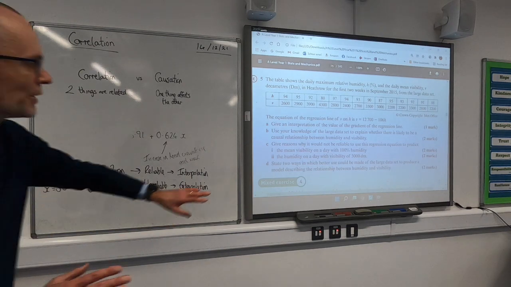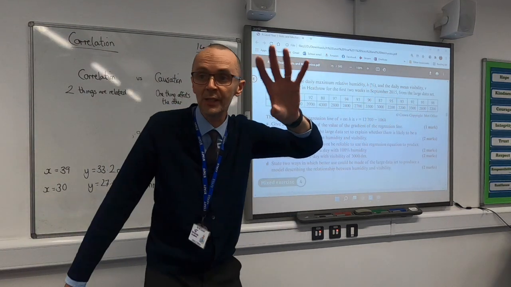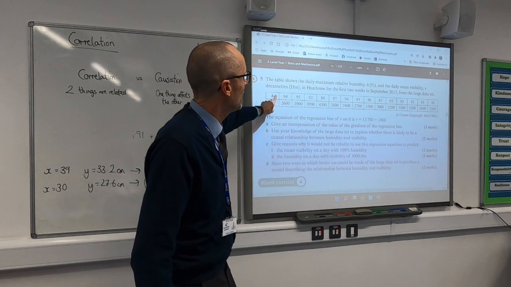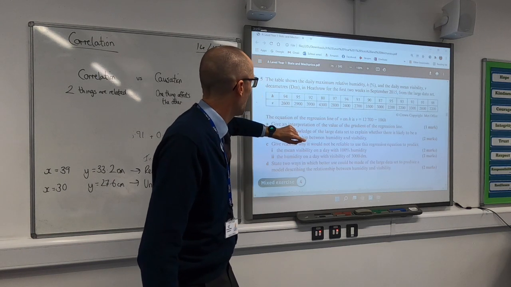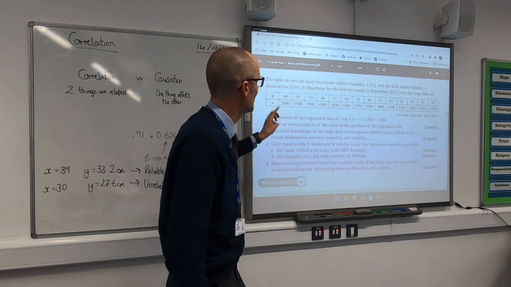So the gradient of the regression line is negative. So that's the first thing to note. It's a negative correlation, and it means that for every 1% increase in humidity, our visibility is going to decrease by 106 decameters.